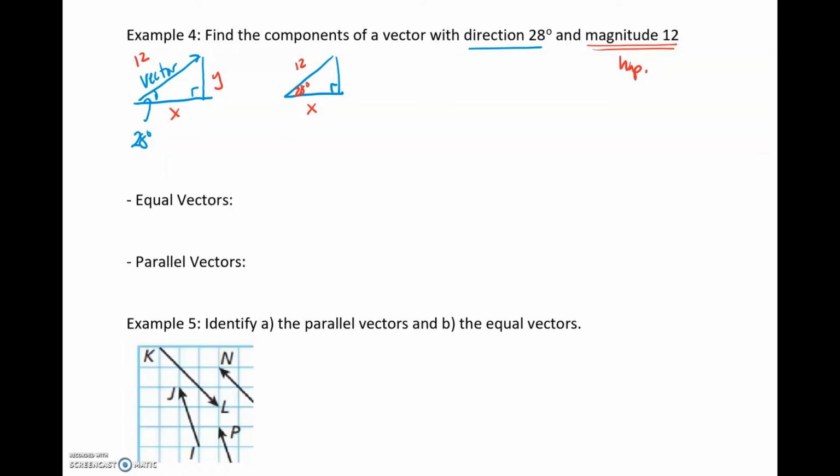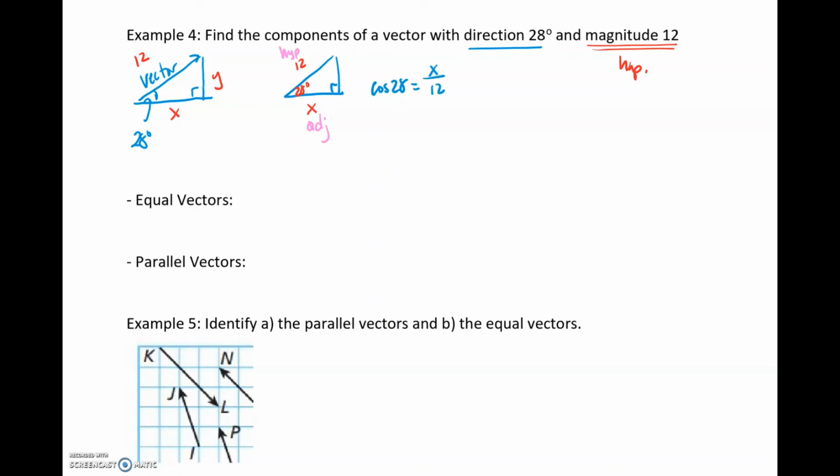What would we label x? What would we label 12? And then which trig function would we use? Well, we have x is the adjacent, 12 is the hypotenuse. So what uses adjacent and hypotenuse? Cosine. So cosine of 28 equals x over 12, and then we can go ahead and solve that, right?